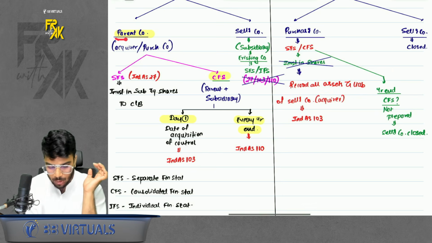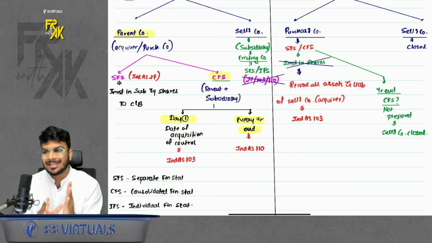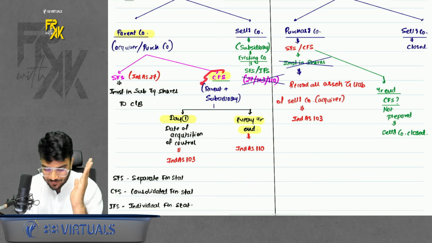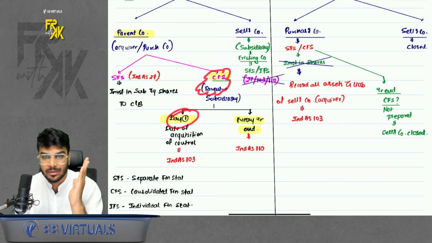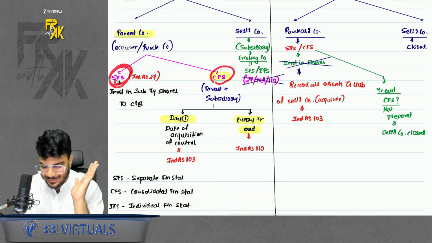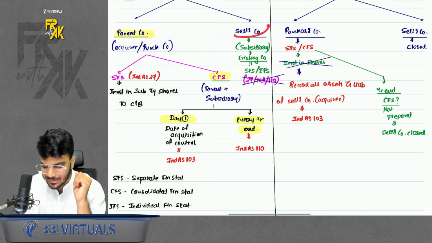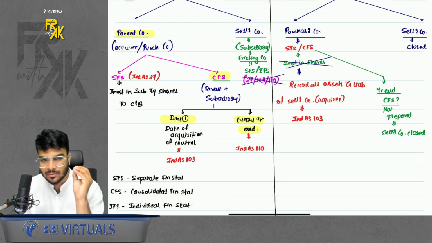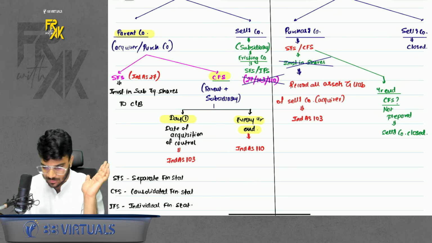Okay. This was about the parent company. So in short, what is covered under 103? The CFS prepared by the parent on the date of acquisition is covered under 103. Neither SFS is covered, nor the year-end CFS is covered. Do remember. What about the selling company? The selling company will prepare its normal financials. It is not covered under 103.